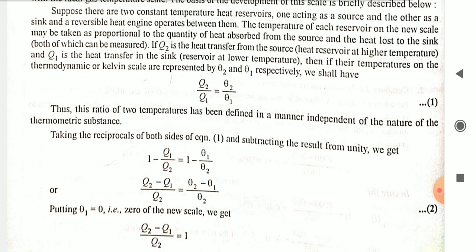Taking the reciprocal of both sides and subtracting the result from unity, we get 1 minus Q1 upon Q2 is equal to 1 minus theta 1 by theta 2. That is, Q2 minus Q1 upon Q2 is equal to theta 2 minus theta 1 upon theta 2. Putting theta 1 equal to 0 on the new scale, we get Q2 minus Q1 upon Q2 is equal to 1.